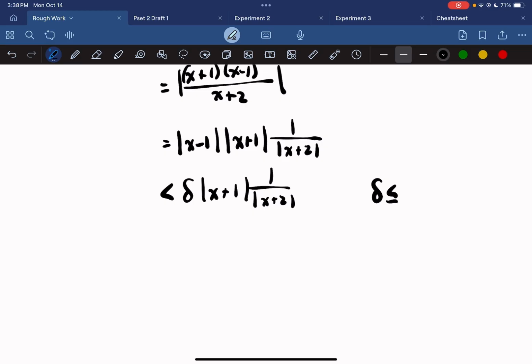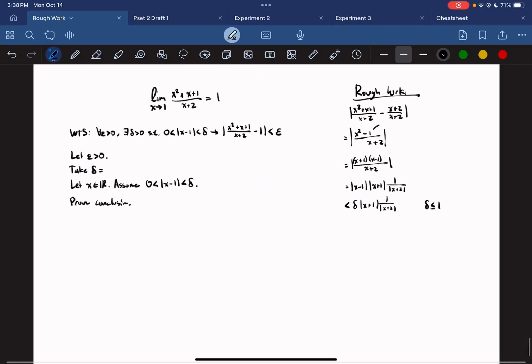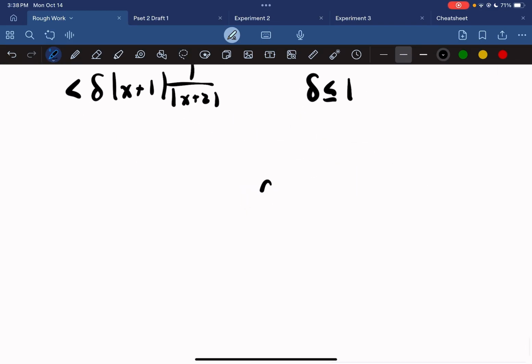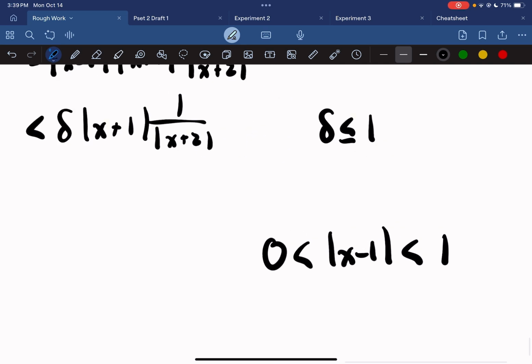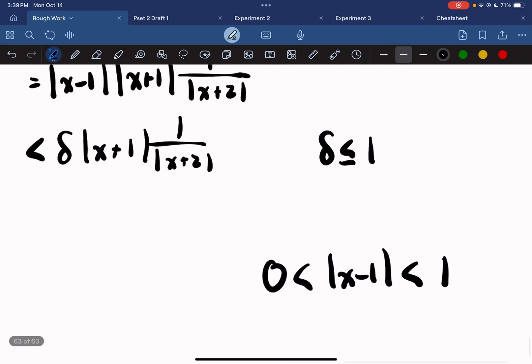So let's say delta is less than or equal to 1. Then we know that this statement must hold true. This is probably the most confusing part of the proof, and I will explain later on why we can do this and why sometimes it might not work. Because, of course, we're just choosing at random.